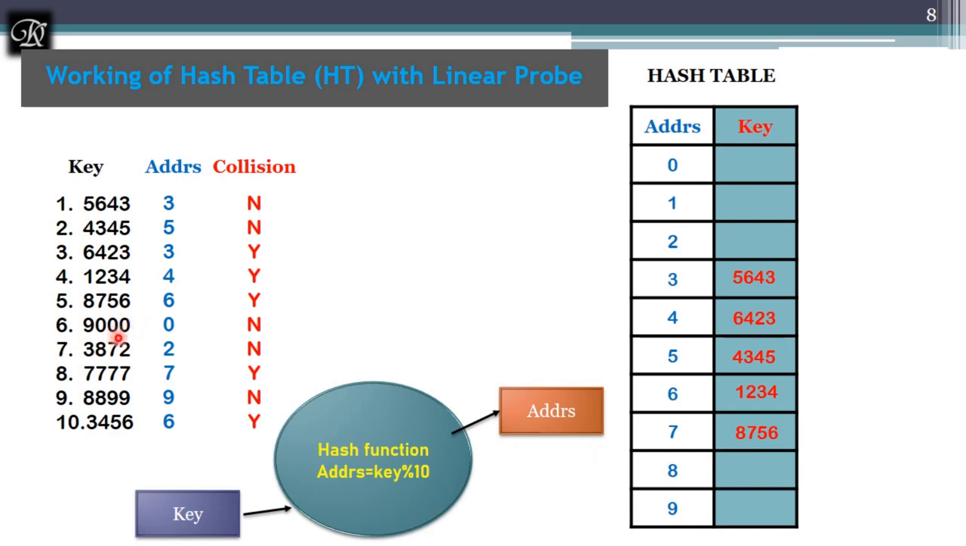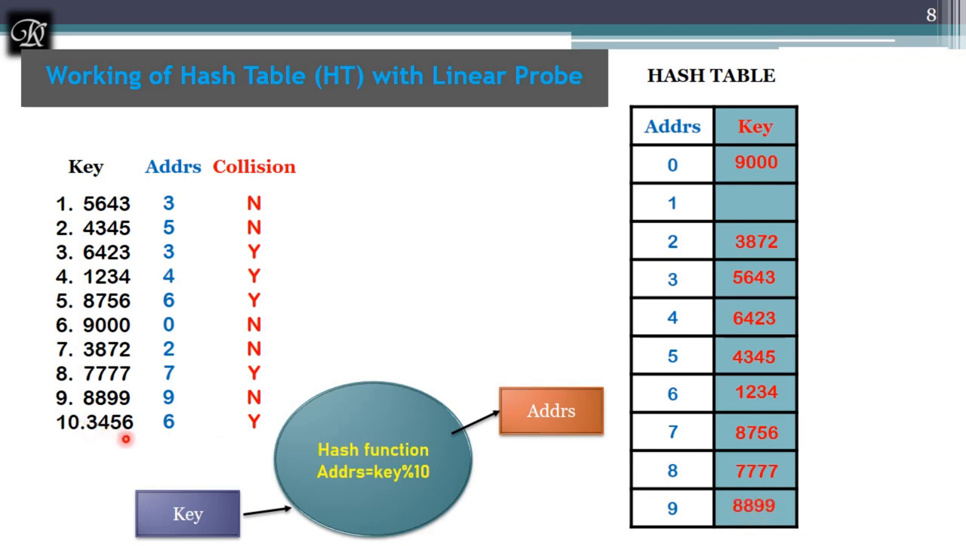Then 9000. If I take the key 9000, the address is 0, which is free, not occupied. So we write the value there, and there is no collision. 3872, the address is 2, again the location is free, so we can use that location. 7777, the address is 7. Yes, there is a collision, as it is occupied by the previous value 8756. So we have to apply linear probe to find the next free location. Next is 8899. The ninth address location is free, so there is no collision, and we can update it there.